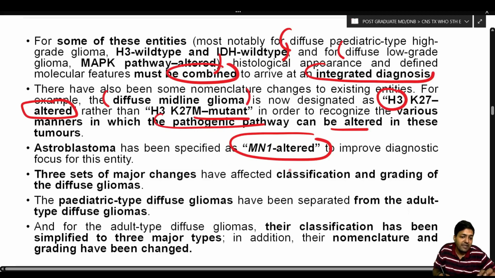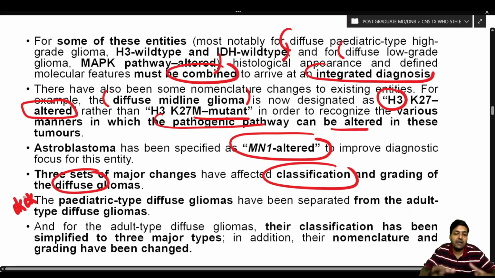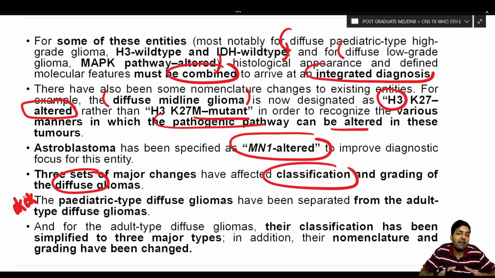Now, three major changes have affected the classification and grading of diffuse gliomas. As I told you, the pediatric-type diffuse gliomas have been separated from the adult type, and the major reason for this division is that by this division, all these entities have been better identified, and it has resulted in better treatment for children.